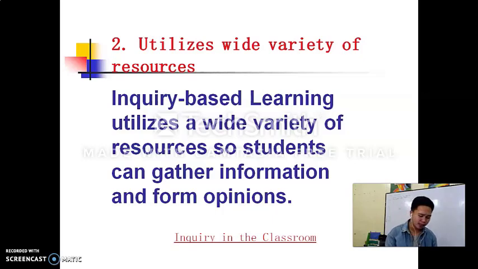So, in research, one good researcher is a researcher who knows where to find answers from the different resources. So, that is a good research characteristic. A good researcher is a person who knows where to find research answers in different resources.